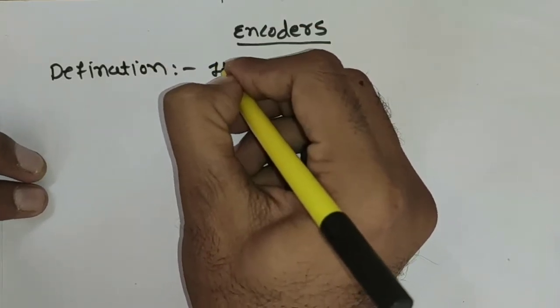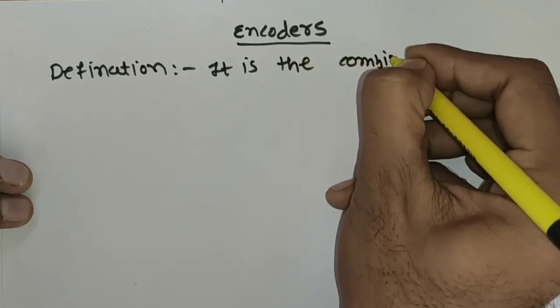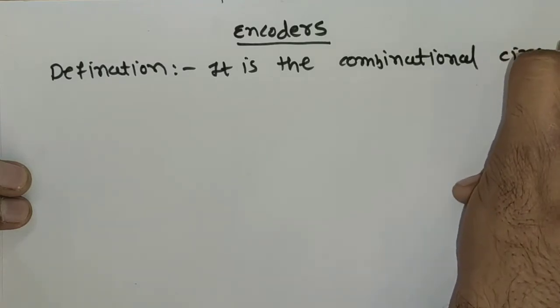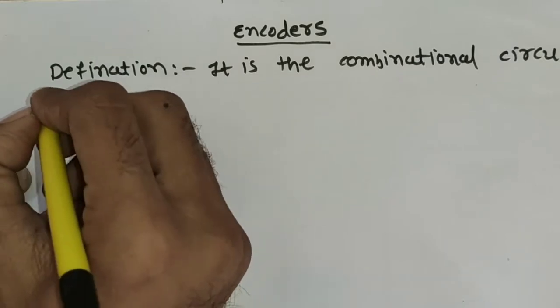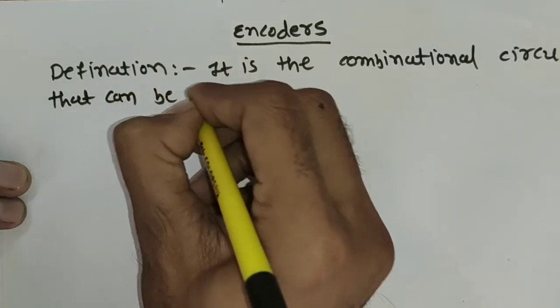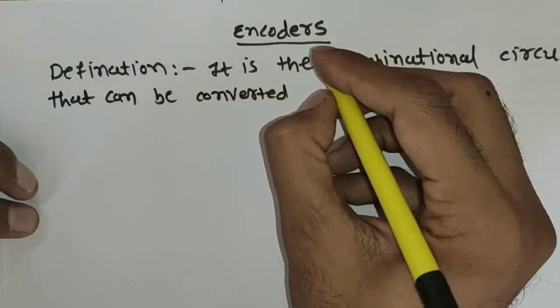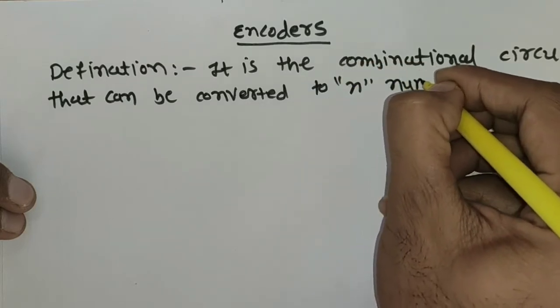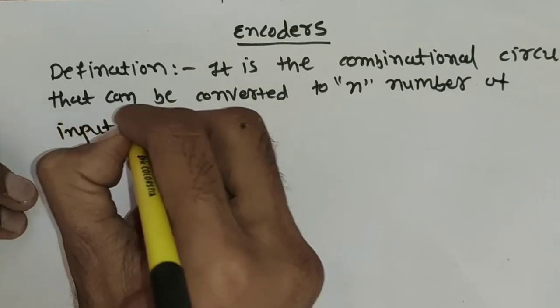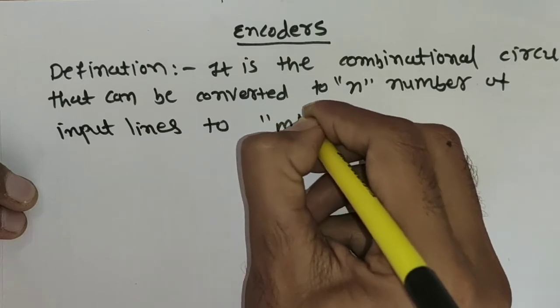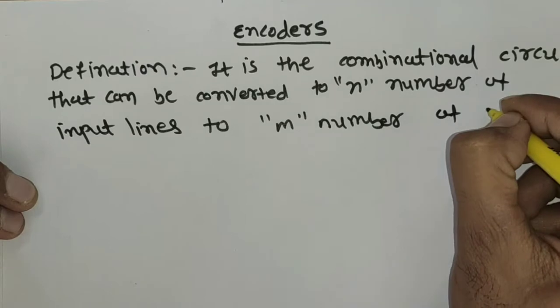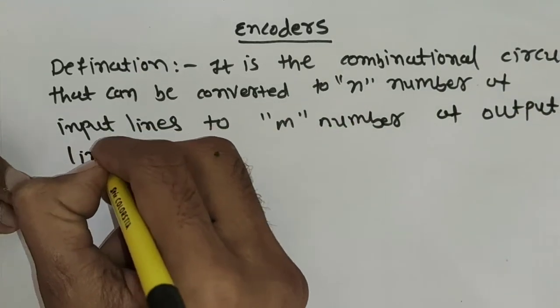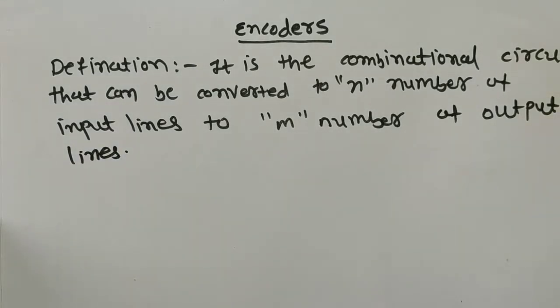It is a combinational circuit that can convert n number of input lines to m number of output lines. And it also performs the reverse operation of a decoder, right? So dear students, the definition of encoder: it is a combinational circuit that can convert the n number of input lines to the m number of output lines.